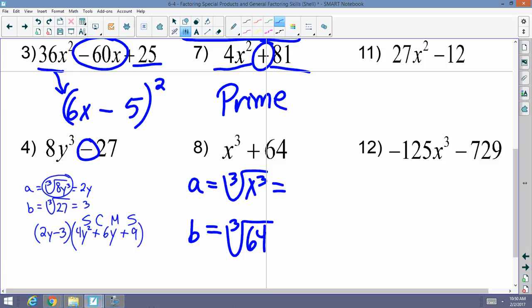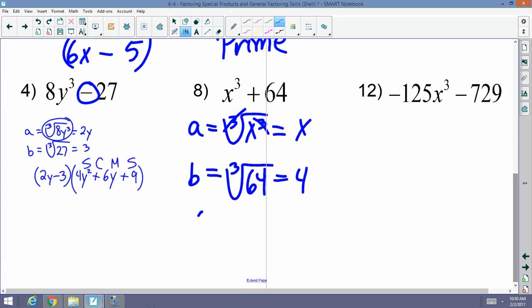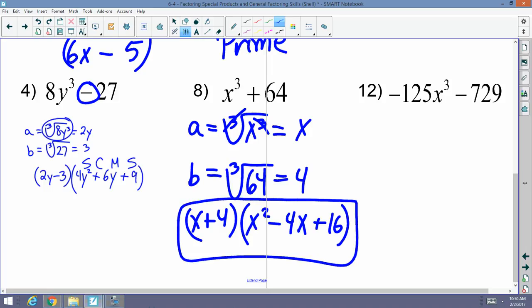So what's the cube root of x cubed? X. Guys, just so you know, this cube root and that power of 3 cancel. You're left with 1x, because there's 3 x's in here. I need 3 of one value to pull 1 out. So the cube root of x cubed is just x. And then here was the cube root of 64. What times itself 3 times is 64? It's 4. So now I got x plus 4 times the trinomial: square the first term, change the sign, multiply the first and the second term, plus square the second term. Does that make sense, gentlemen?